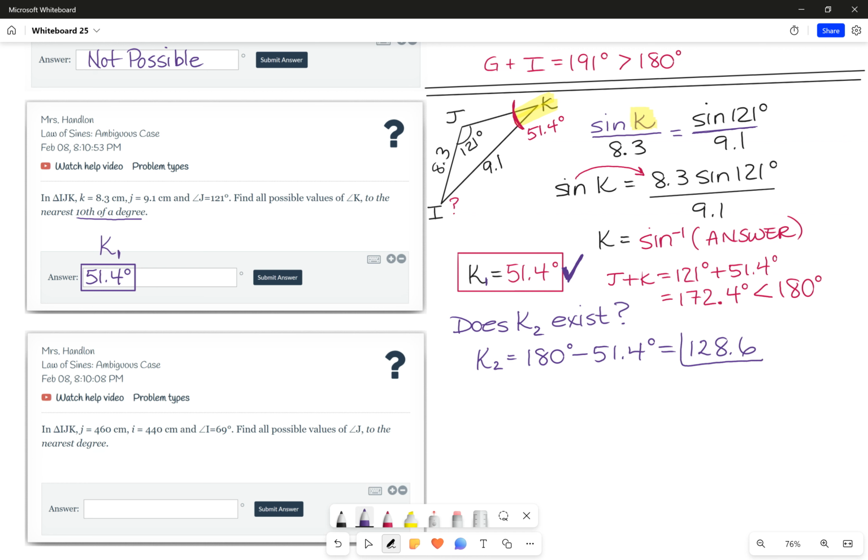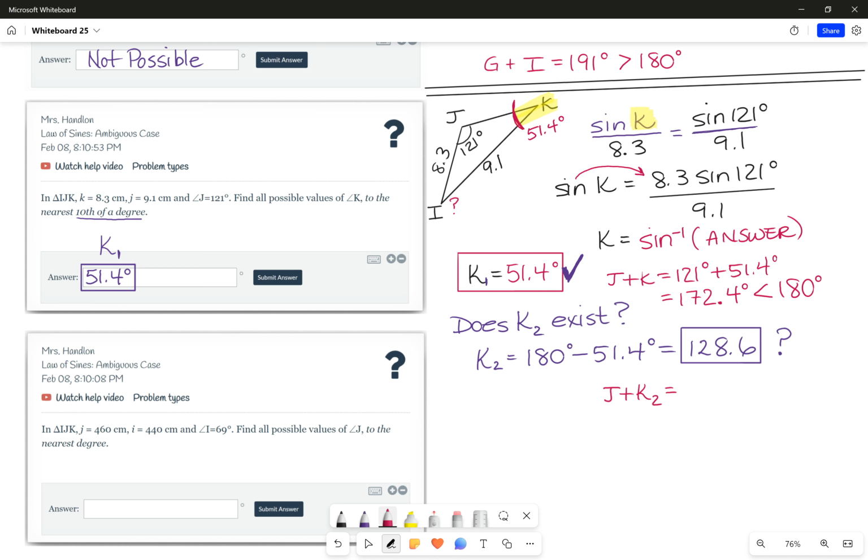So the second possible angle of K is the supplement angle of 128.6. So I'm going to box this and put a question mark because I need to ask the same question I did earlier with the first angle. So we know that J is still 121. That one's not going to change. But now we want to know, does the J plus the K2 angle that we just found, is that going to be less than 180?